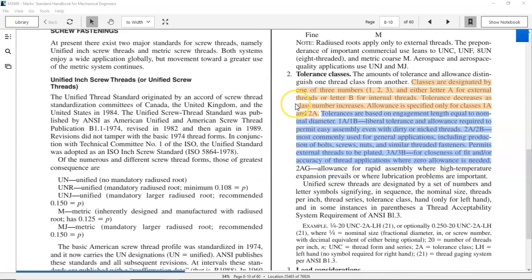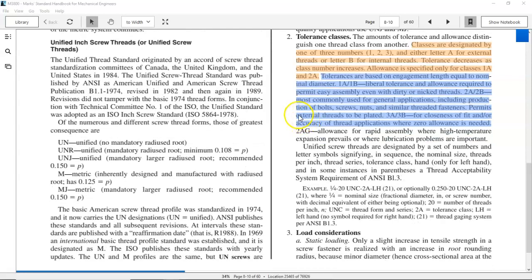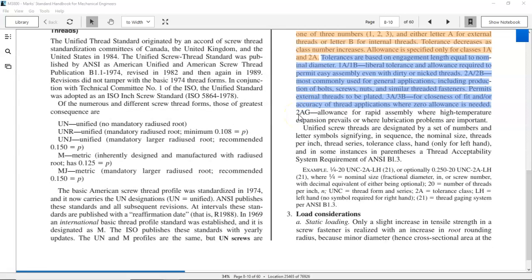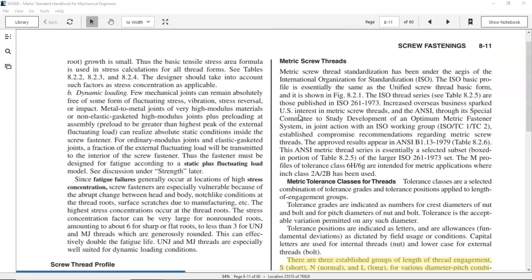So the 1A is liberal tolerance, for dirty or hard use. 2A, 2B, the most common, and then the 3A and 3B for closeness of fit and accuracy, where pretty much zero allowance is needed. And then static loading, dynamic loading, dealing with vibration.